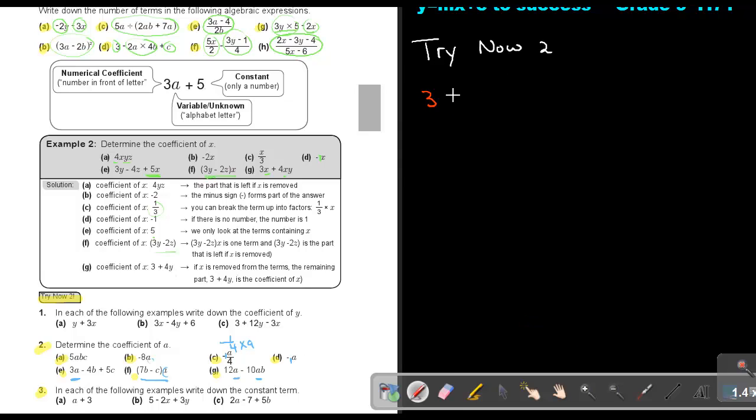Number 3, and we start with number A. In each of the following examples, write down the constant term. Remember, it's the term without alphabet letters. And what will that be? Positive 3. Number B, the constant term. What will it be? Positive 5. And then the last one, and remember, grab the sign in front of it. So it's not 7, but it's negative 7. That will be the constant term.